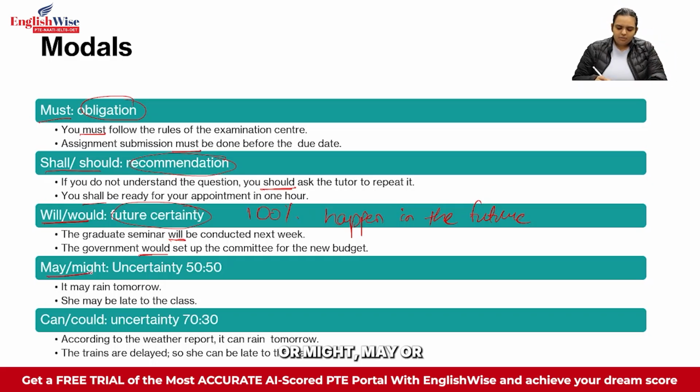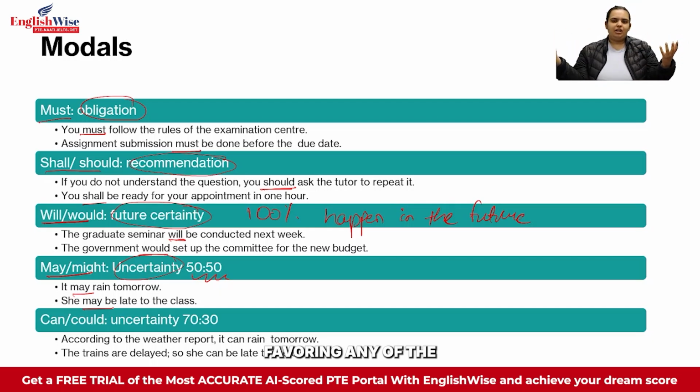May or might represent uncertainty, but that is 50-50 uncertainty, okay? If I give you an example, it may rain tomorrow, that means it can rain, it cannot rain. There is no certainty over here. The chances are 50-50. Same way when you say she may be late to class, she can be on time, she cannot be on time. Again, there's a possibility being shown, but the chances are 50-50. So they are not favoring any side.